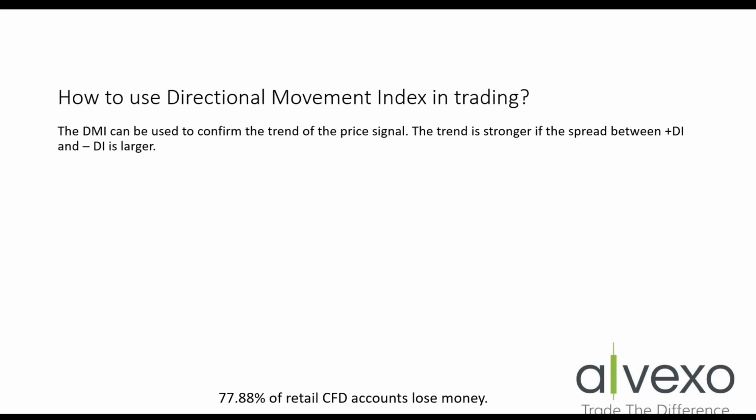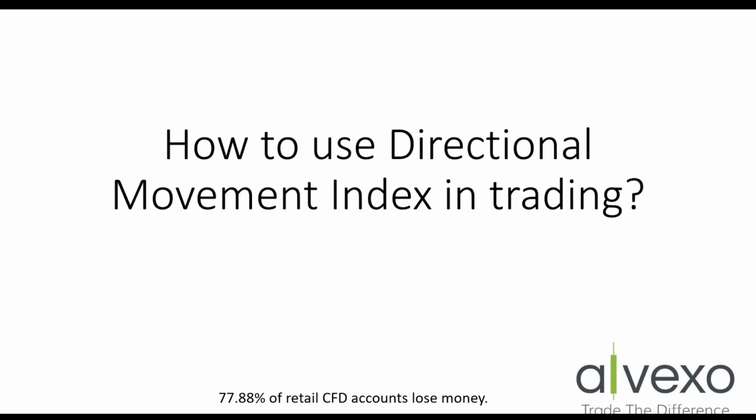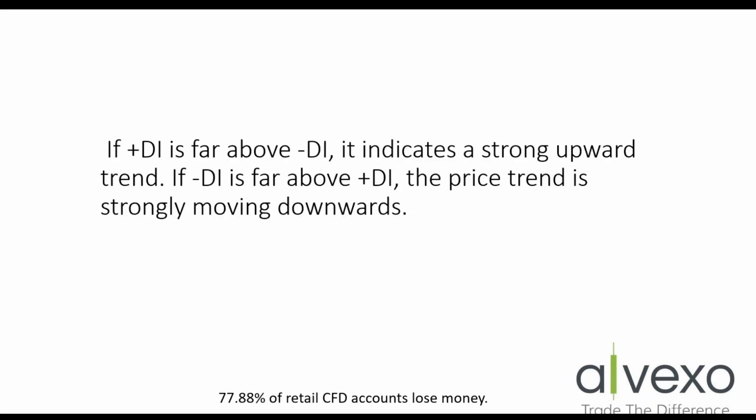The DMI can be used to confirm trends, the trend of the price signal. The trend is stronger if the spread between the DI, the plus and the minus, is larger. Because why would it be larger? It means the highs are bigger and the lows are smaller. So if the plus DI is far above the minus DI, it indicates a strong upward trend. If the minus DI is far above the plus DI, the price trend is strongly moving downward.